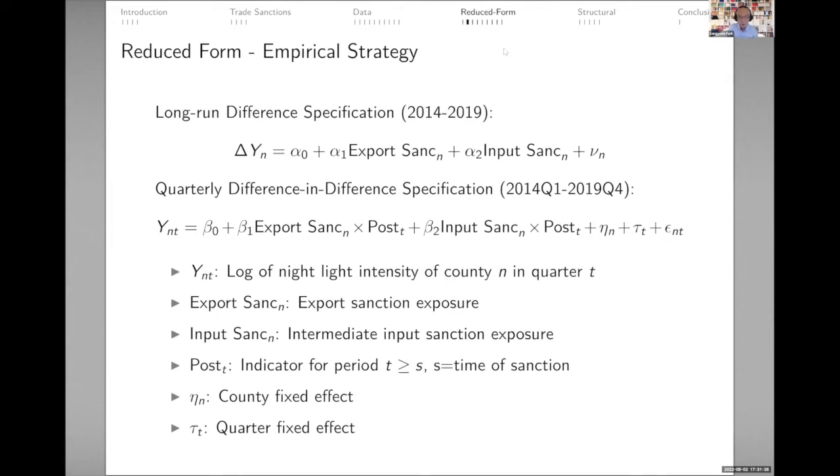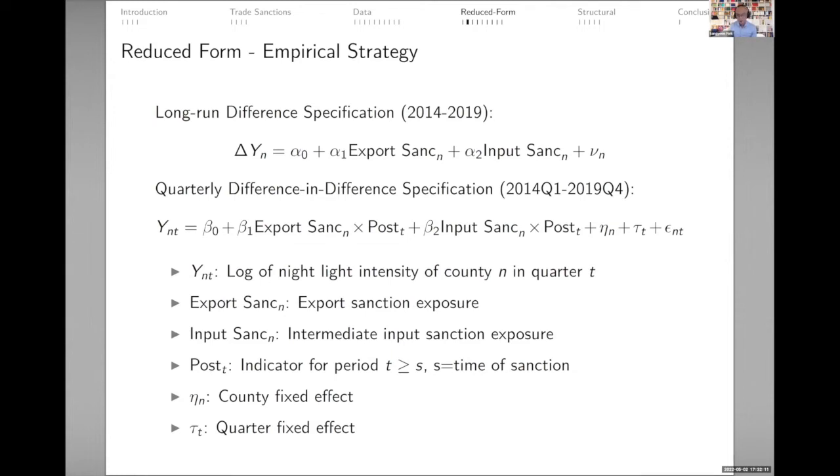Okay, so we're going to adopt 2 empirical strategies here. The first, we're going to try to just look at the long run difference during the 5 years. So in the first specification on the left-hand side, we have the change in log night intensity at the county level from 2014 to 2019. On the right-hand side, we have the county level export sanction exposure and also the county level input sanction exposure. So alpha 1 and alpha 2 here are trying to estimate what's the impact of export sanctions on the change in nightlight intensity in a county.